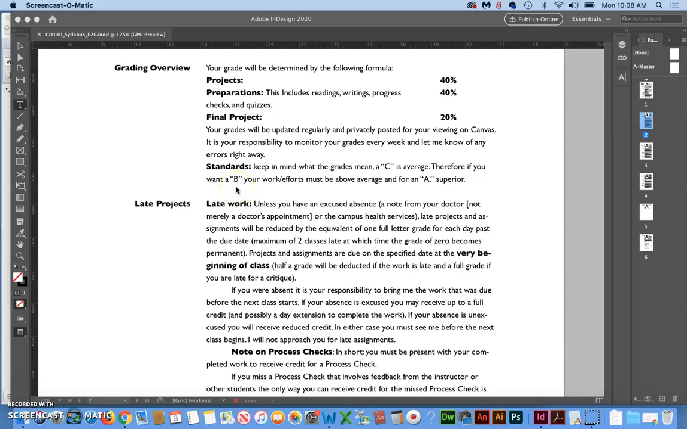Standards. We need to keep in mind that a C grade actually means average. Therefore, if you want a B, your work efforts must be above average, and for an A, superior. So let's say, for example, we were putting a work up on a wall, whether it's virtual or not, and everyone taking a look at the work. If your work is right there in the middle, it's not among the best or the worst, that is supposed to be a C grade.